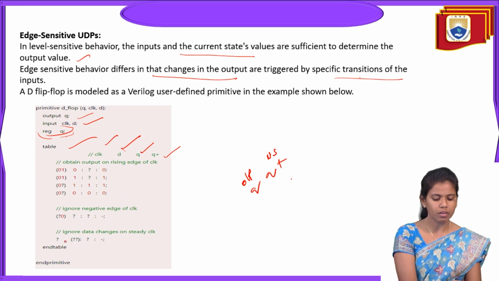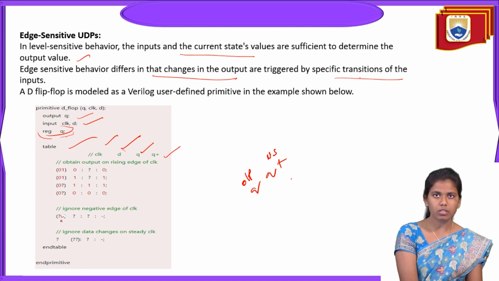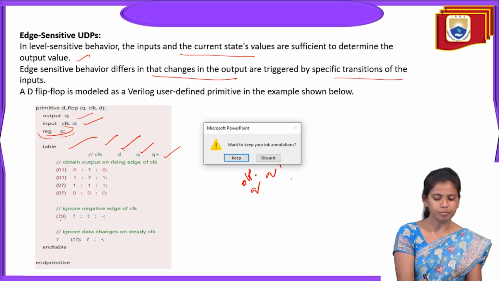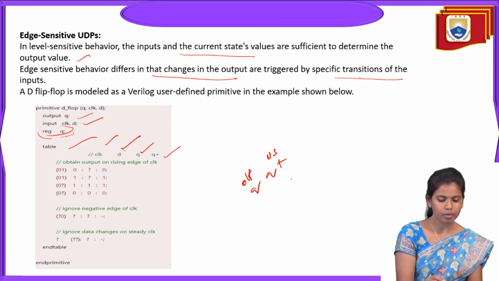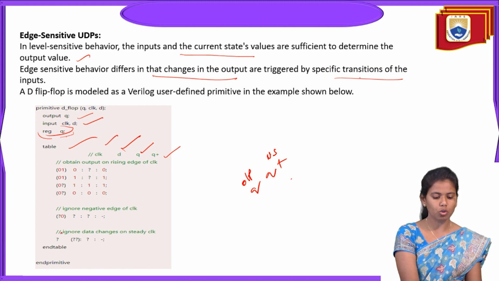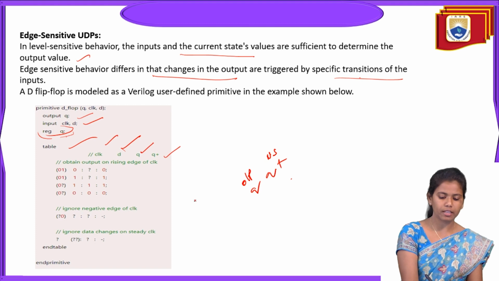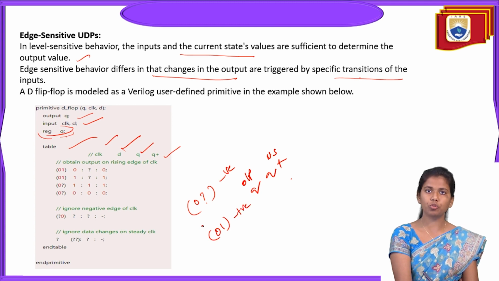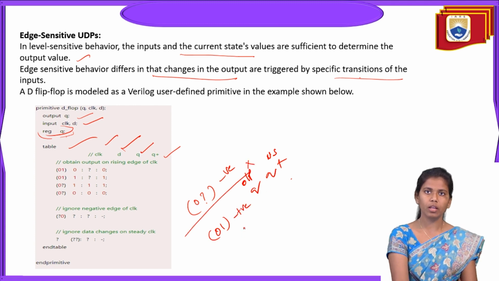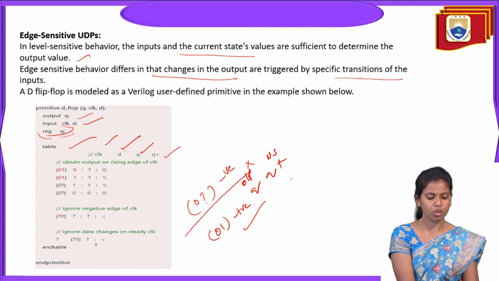So here if you observe, this is question mark and 0. We can ignore the negative edge of the clock. How do we say it's a negative edge of the clock? The negative edge is represented as 0 and question mark, and 0 and 1 are meant for the positive edge. So we ignore the negative edge of the clock and consider the positive edge, finally ending up with endtable and endprimitive.